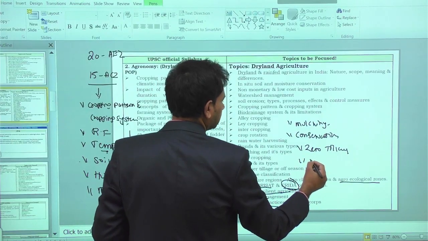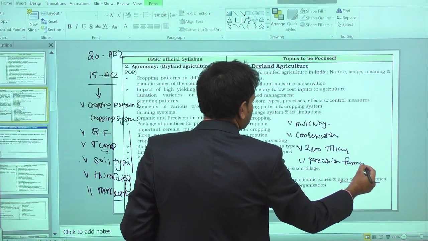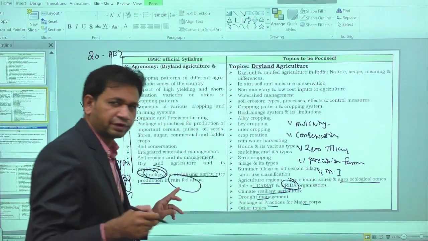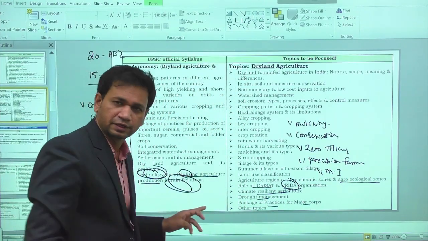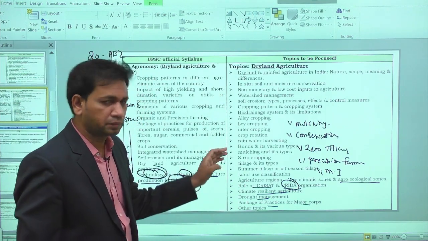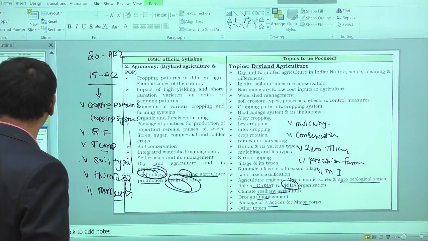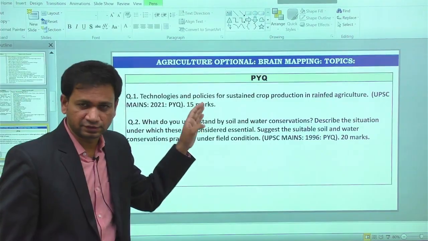Then we are having precision farming. Then you are having micro irrigation. Like that, there are different techniques used to stabilize the production in the case of dryland agriculture. See, these are the basic topics that will be taken in the classes for dryland agriculture. Then apart from that, we are having some examples like POIQ analysis in paper 1.